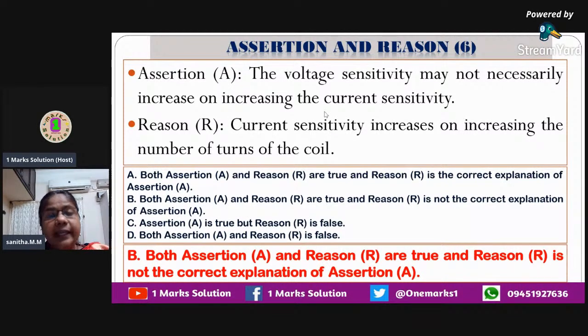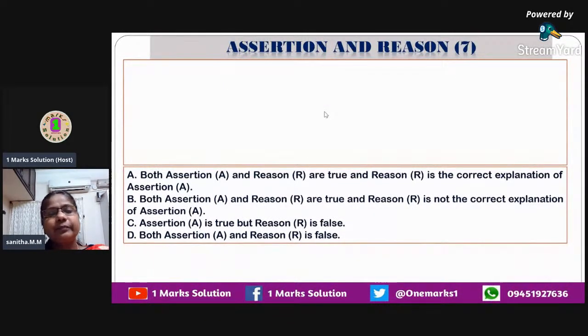And the second case, we are dealing with the current sensitivity. So we have to explain the voltage sensitivity here. So the option is B. Why? Because the reason is not the correct explanation for the assertion. That is why. Now let us move on to the seventh one, children.